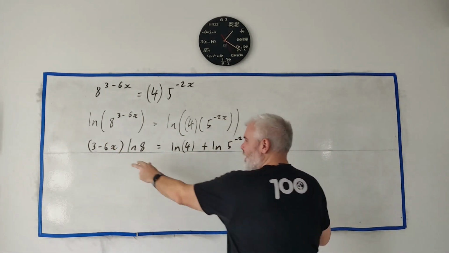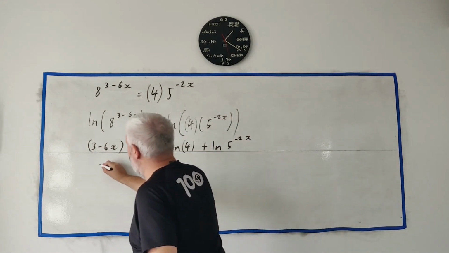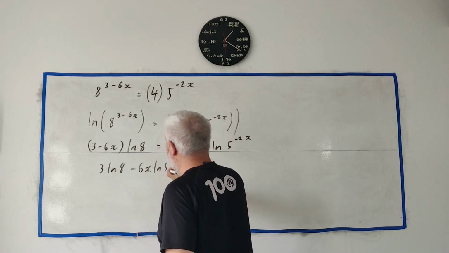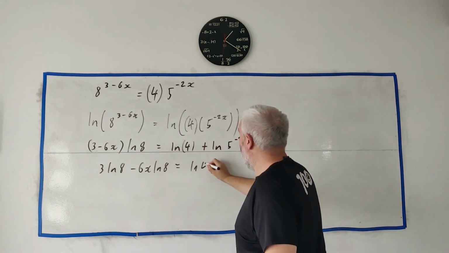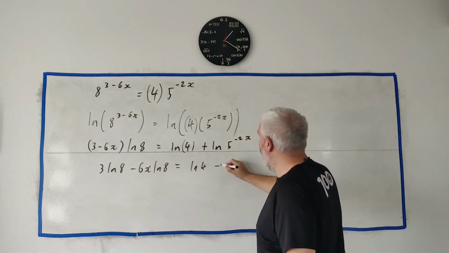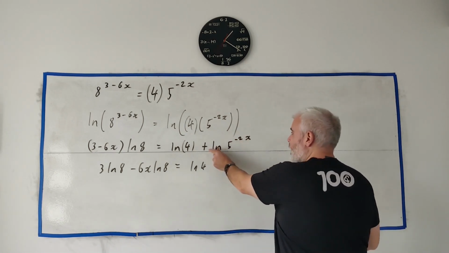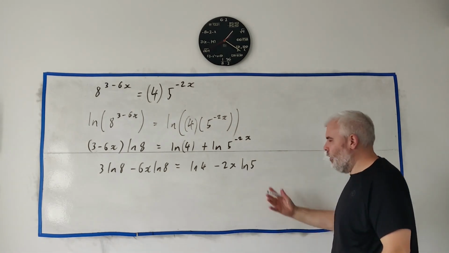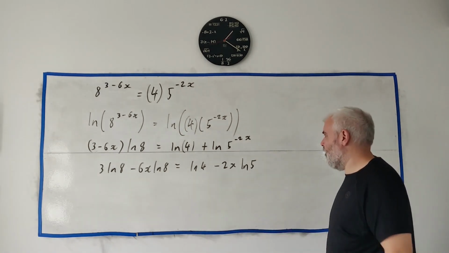So let's start cleaning up some of this. 3 times natural log 8, minus 6x natural log 8 is equal to natural log 4, plus, and this will turn into minus 2x. This multiplies out front, natural log 5. Now we've a much easier time of it here.